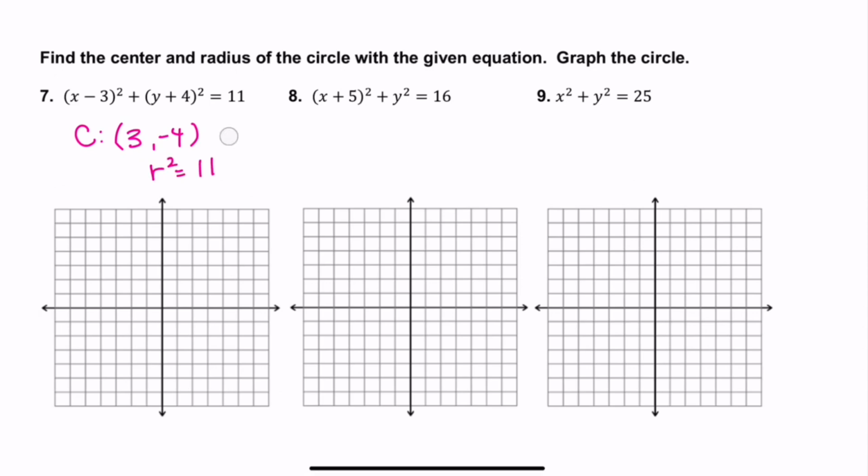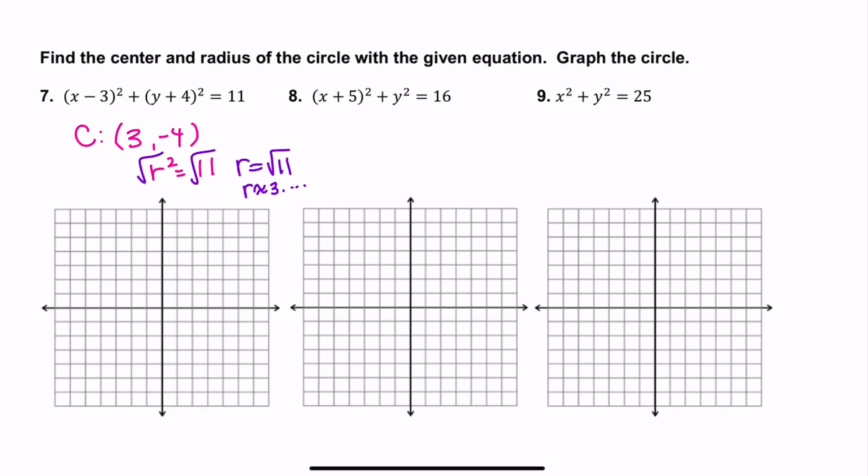So to find our radius, what we need to do is take the square root of both sides. And so our radius is equal to the square root of 11. Now we don't need a minus here because it's impossible to have a negative radius. Now the square root of 11 is a little more than 3. R is about 3 point something. So it's in between 3 and 4.